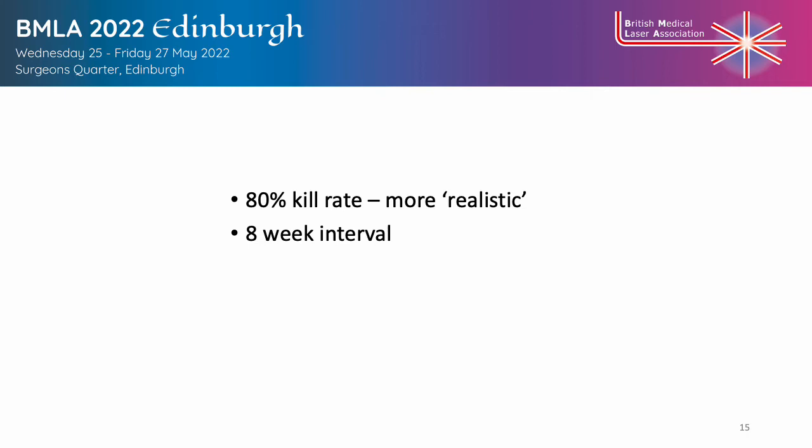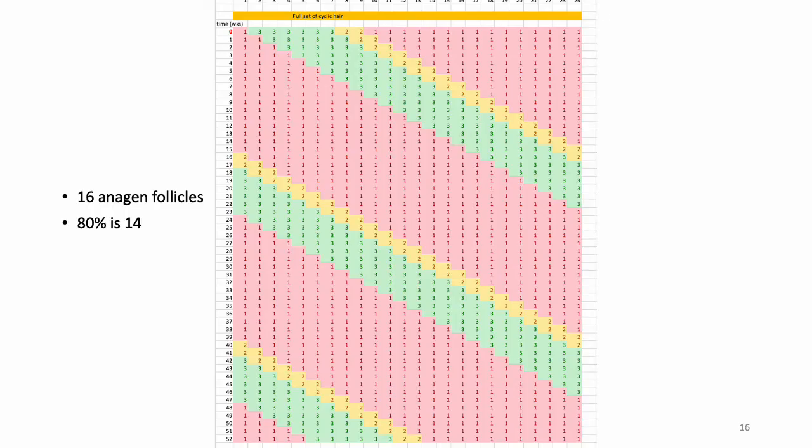Okay, so let's assume a more realistic kill rate or efficiency of 80%. This is probably much more within our scope. And again, go back to an 8 week interval. So in the upper lip, we have 16 anagen follicles available on week 0. So 80% of that is 14. So we kill 14 of these follicles. 2 of them have survived because either we've missed them or not used sufficient fluence.